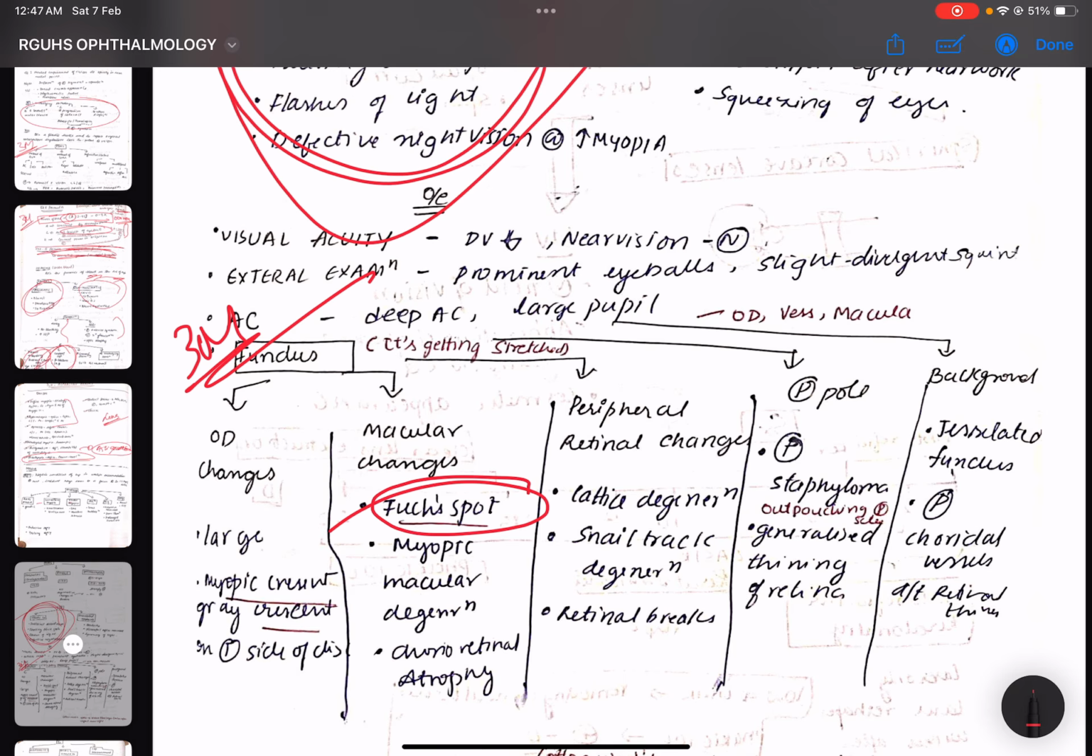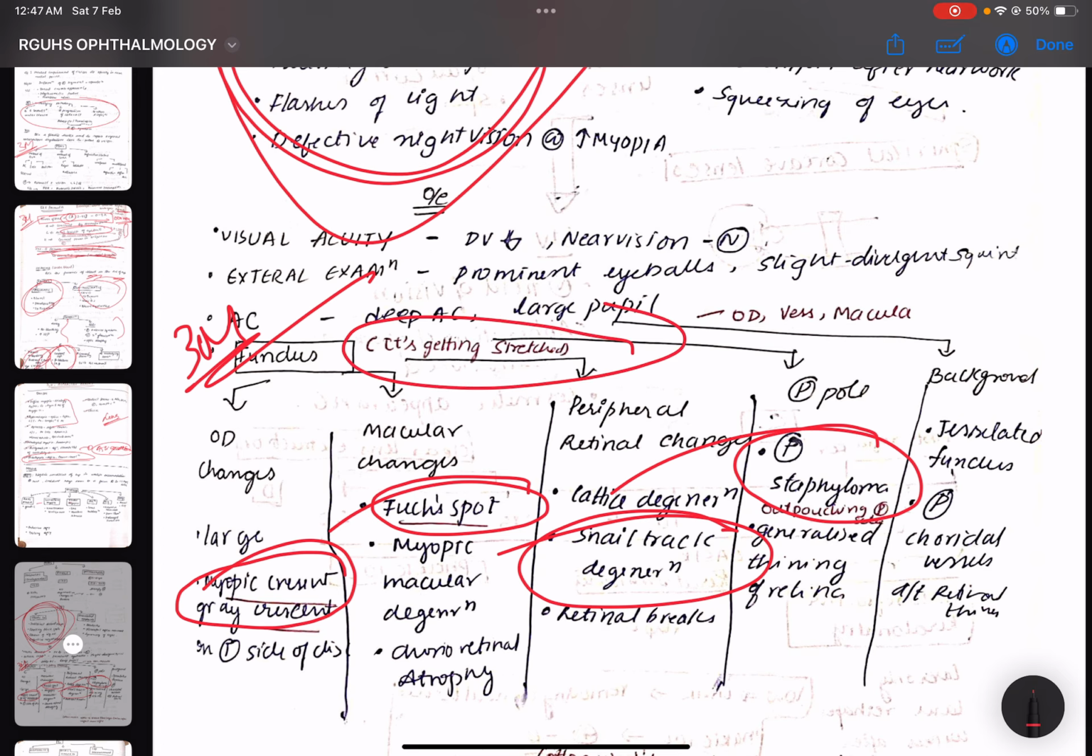Few spots. Myopic crescent, posterior staphyloma, snail track degeneration. These all are important. So basically, what is the funda? The fundus is getting stretched. If you know that the fundus is getting stretched, then based on that, you can know how the whole stages go and how everything gets affected. For example, how the optic disc is affected.